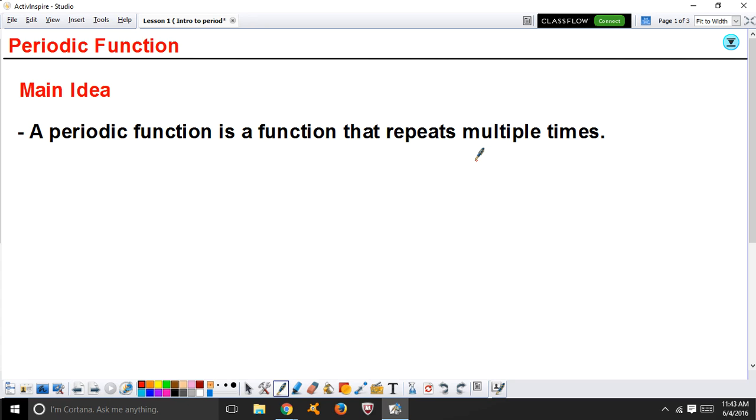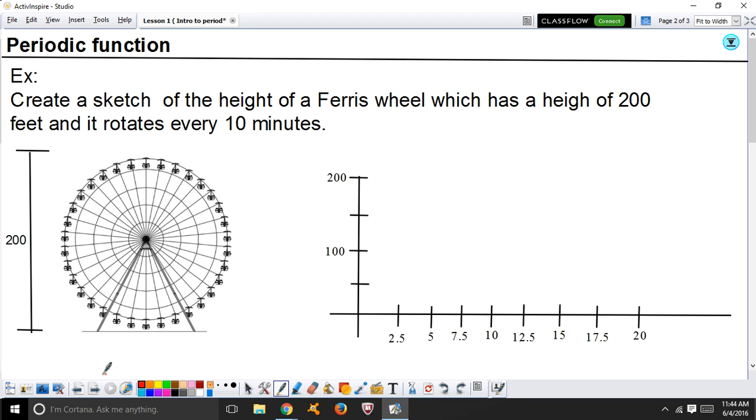trig functions. We will see those functions again in the future. But now, before we start analyzing the functions, we've got to see what they look like, or what the main idea of them is. So that's why we're going to start with periodic functions. Now, let's start with the following example.